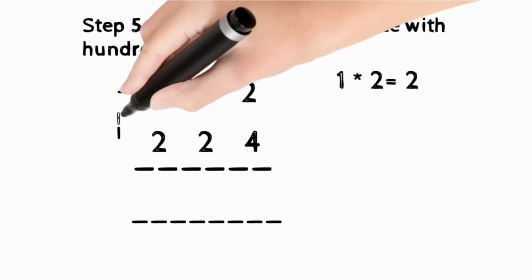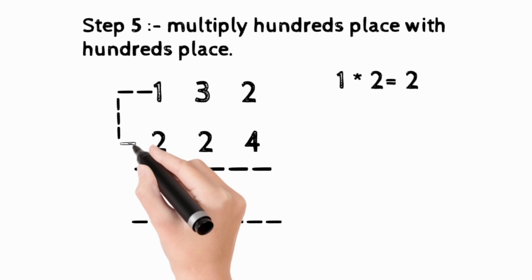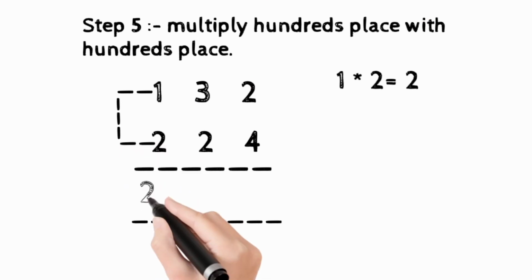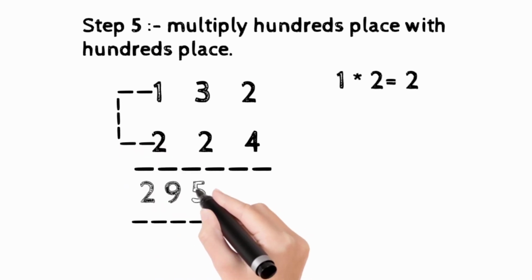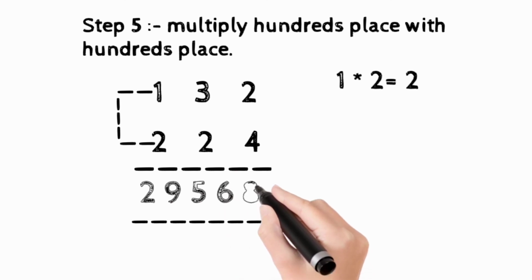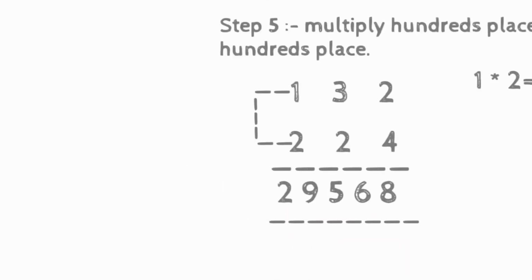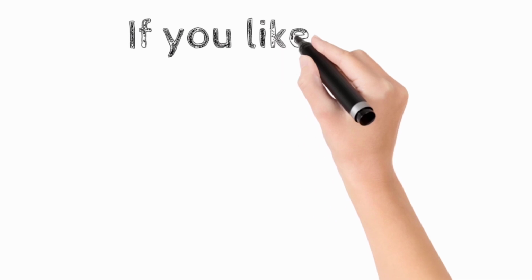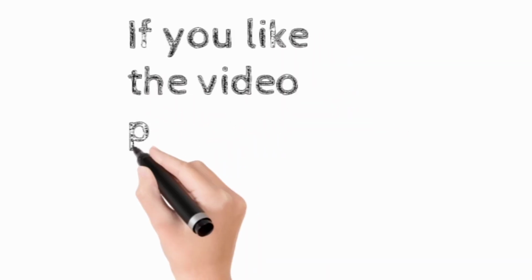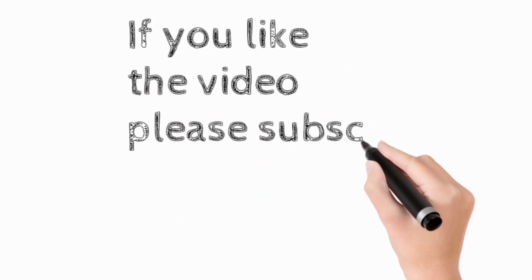Now your final answer. What is your final answer? You are also doing multiplication. So your final answer is 29568. It is an interesting and easy method, so keep it in mind.